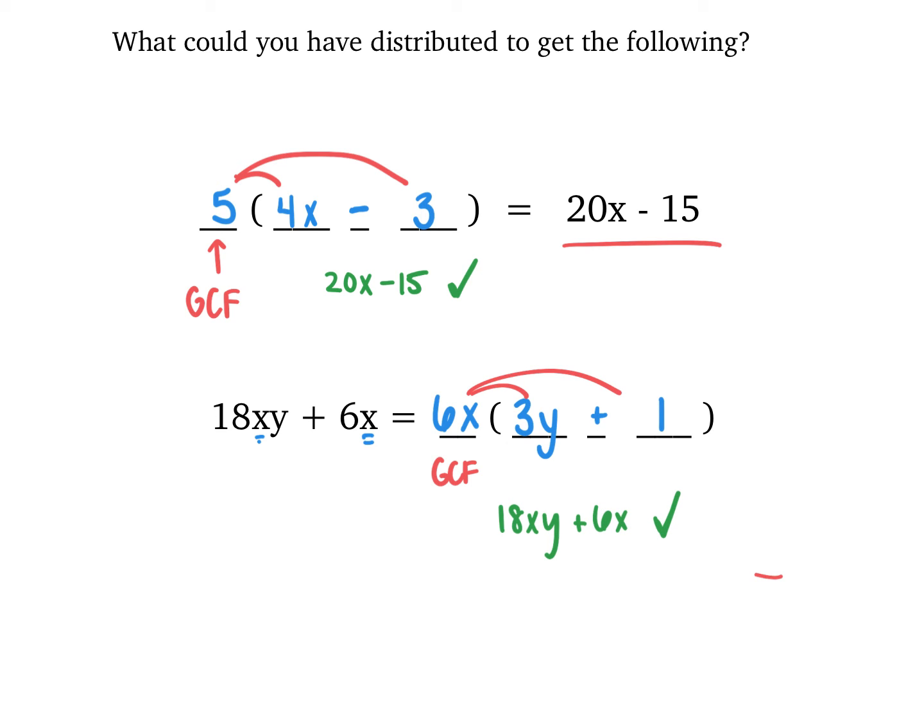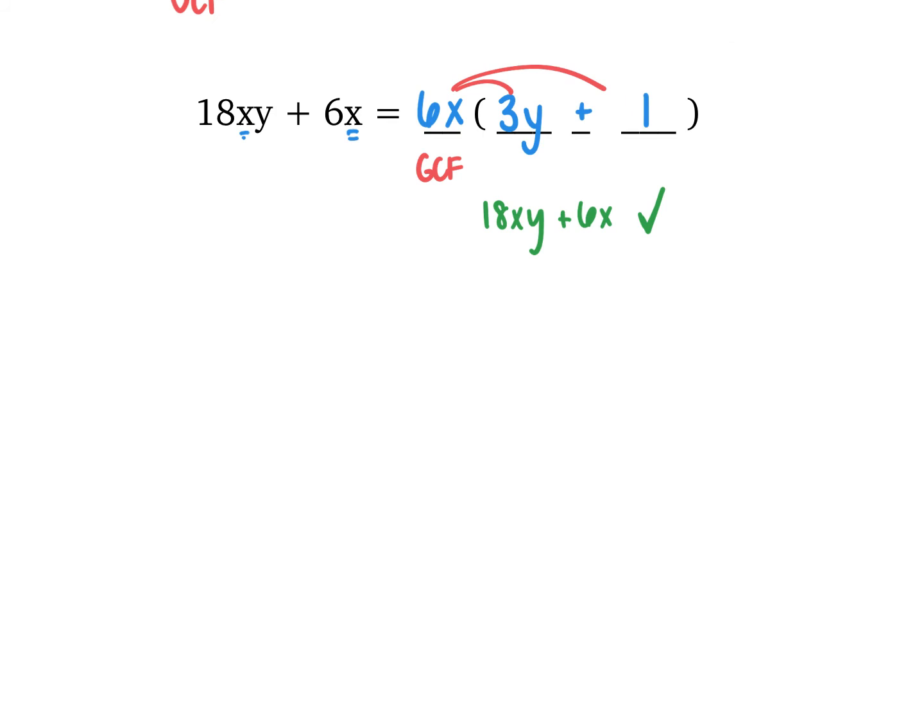Let's break this down and talk about the details that are happening here. To get what's on the inside there, I'm essentially taking what I'm starting with and dividing it by that common factor that I'm taking out. So when I realize the GCF is 6x, I'm going to be dividing by 6x to tell me what goes inside of those parentheses, or essentially the leftovers.